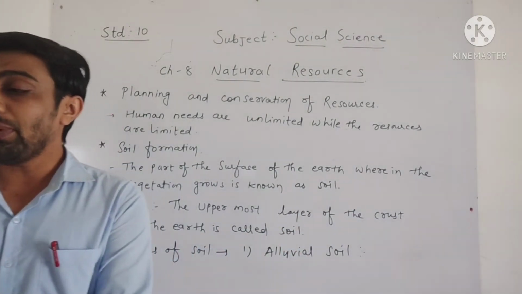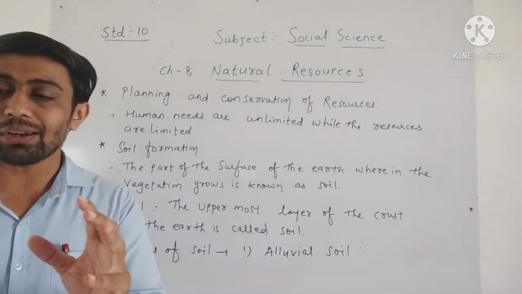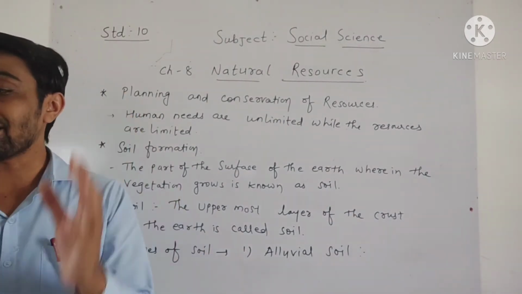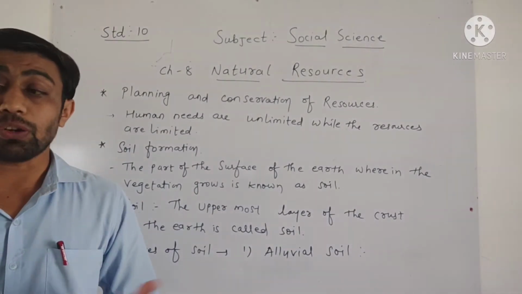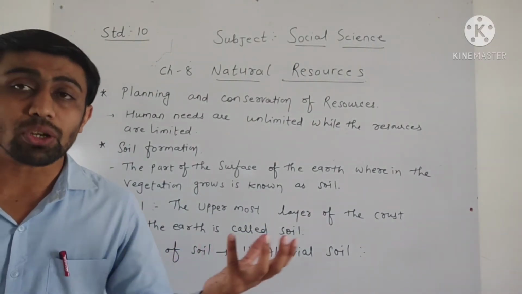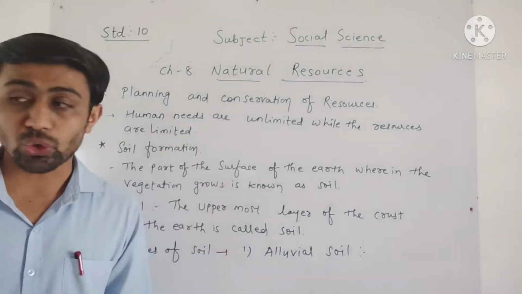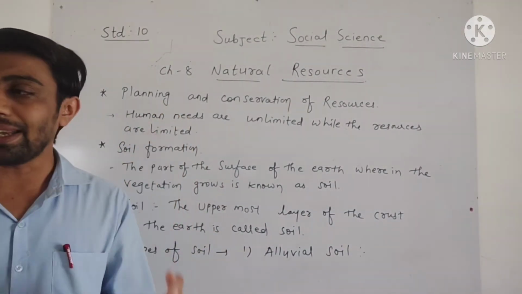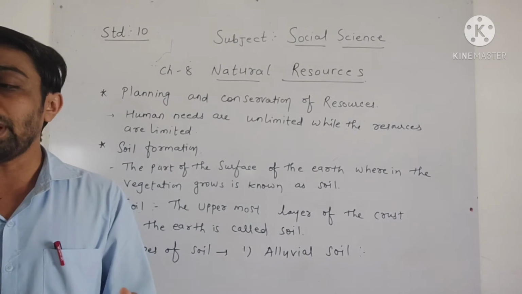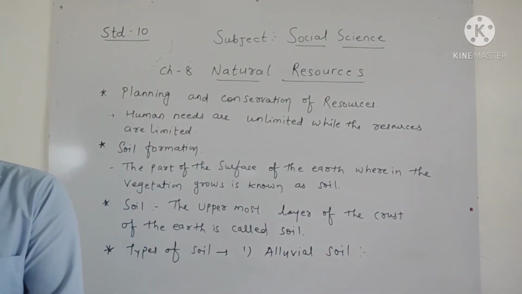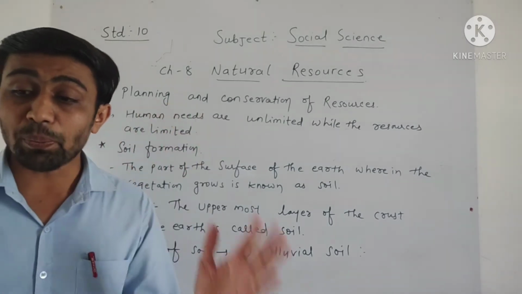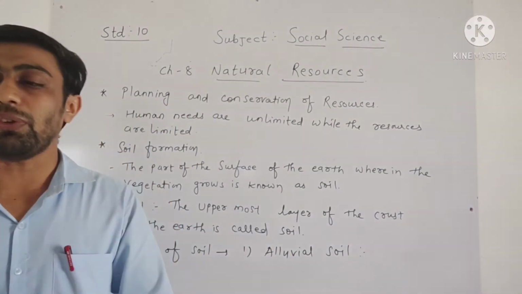And we know very well that it contains minerals and biotic elements necessary for the growth and development of vegetation. Dear children, whatever the uppermost layer of the crust of the earth is, that is known as soil. In this, they contain the minerals and biotic elements which are necessary for the growth and development of vegetation, although the proportion is not the same everywhere.